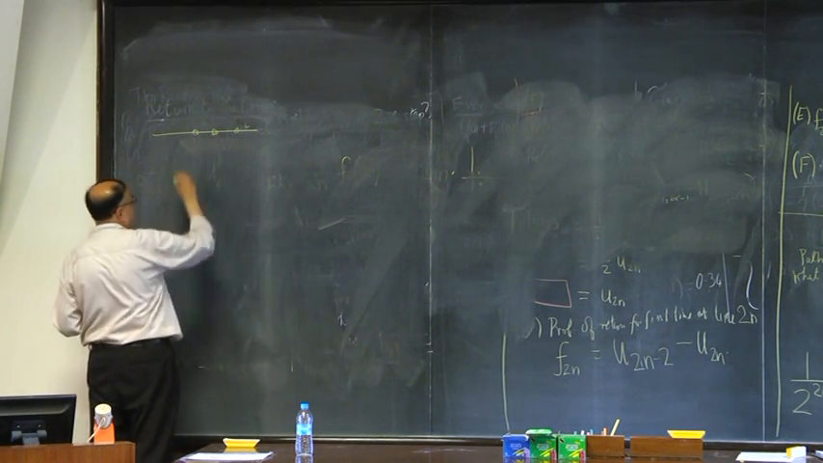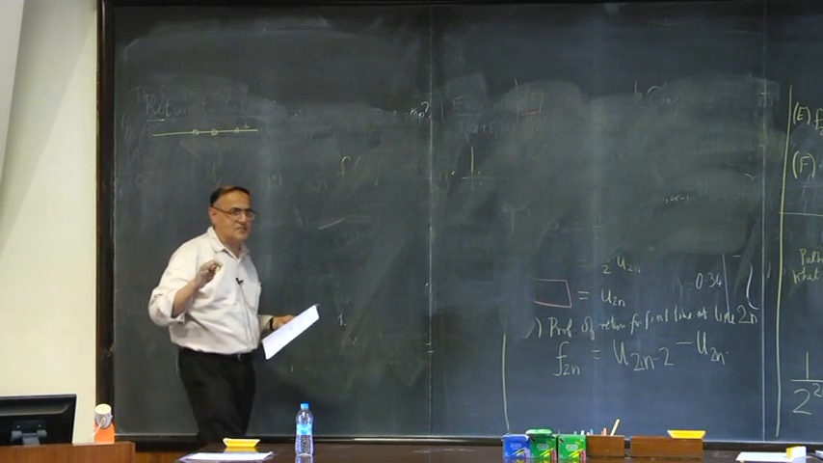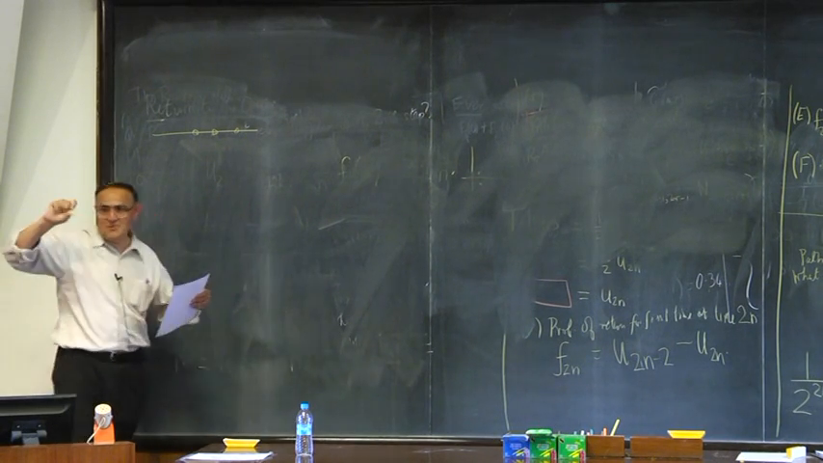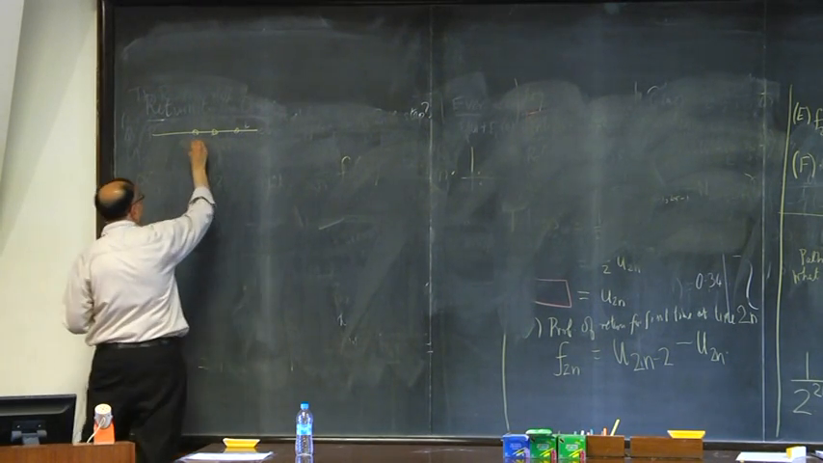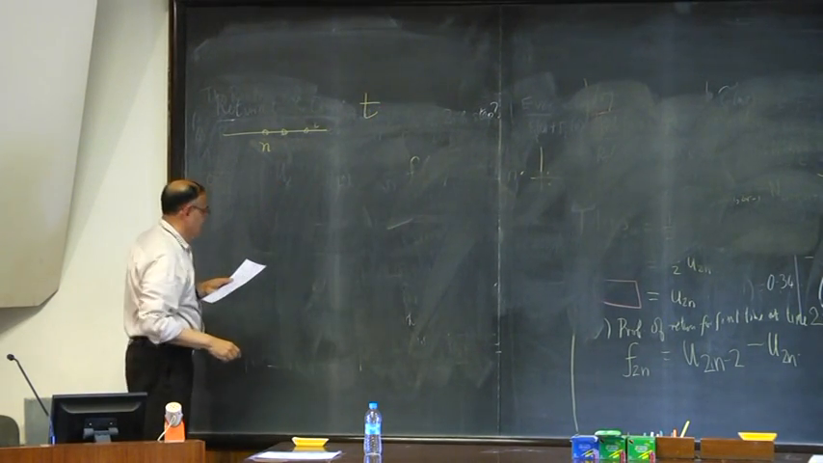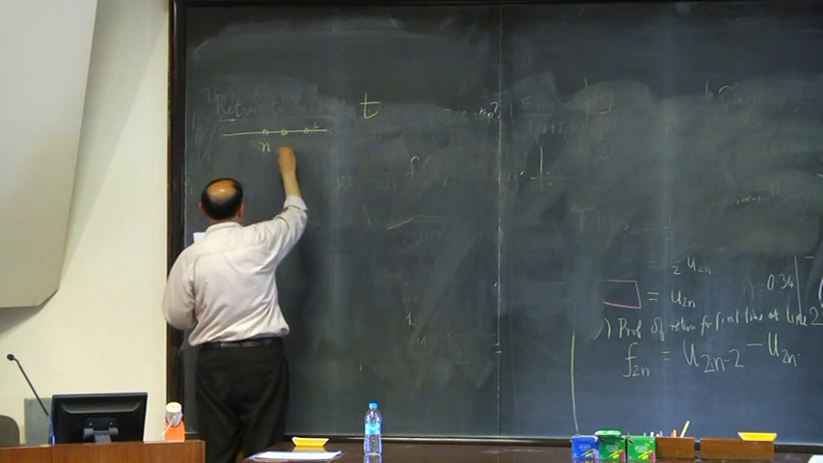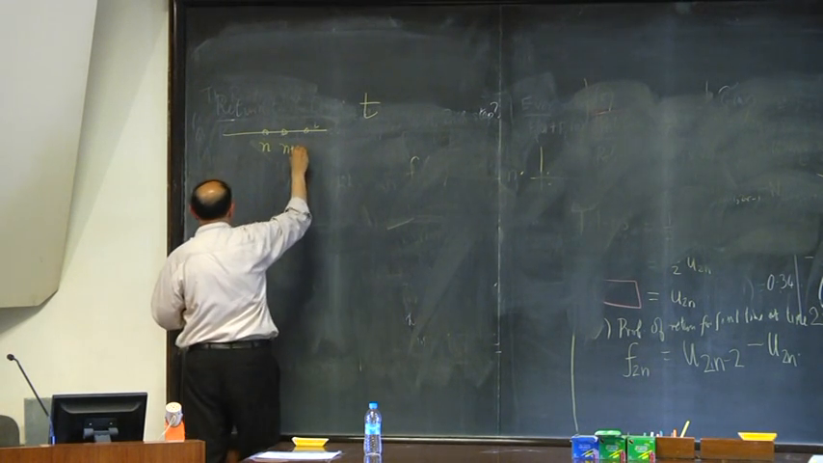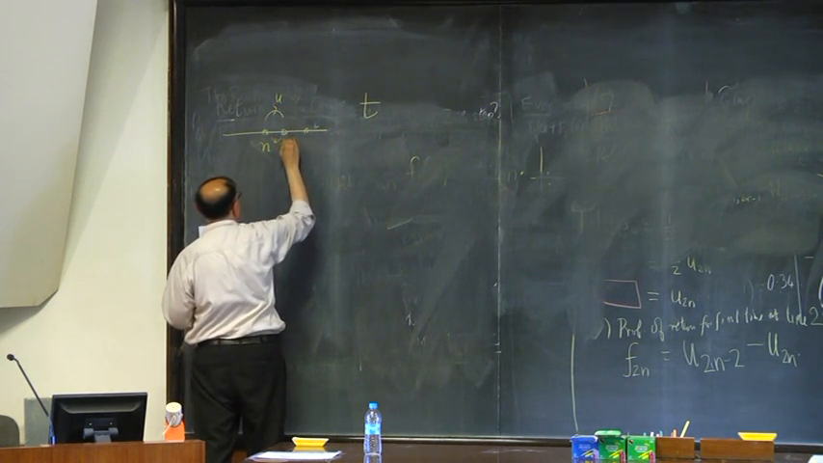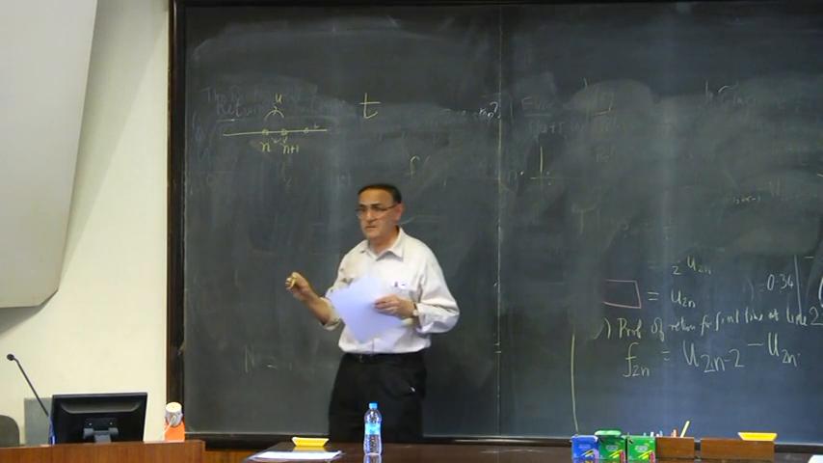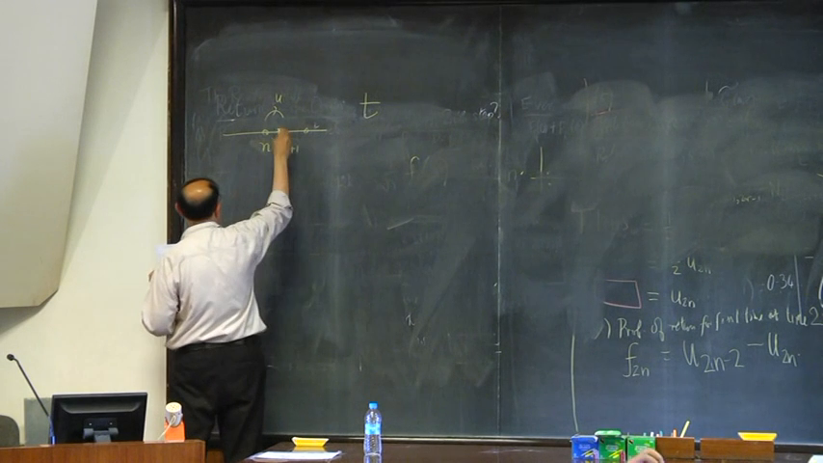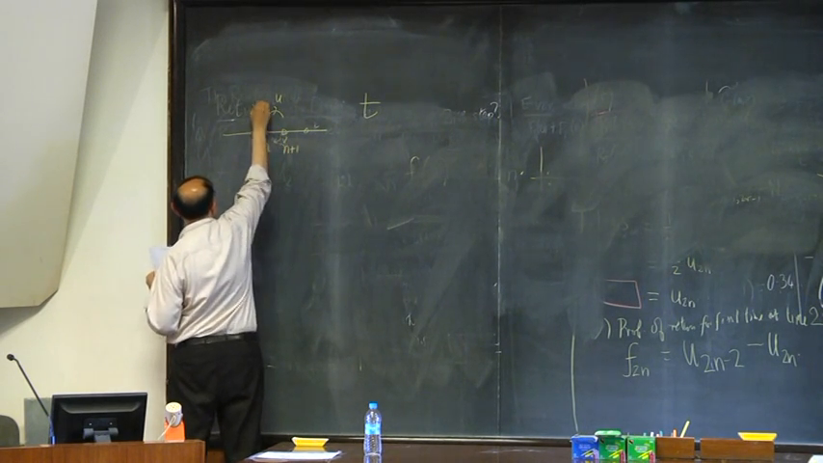If you don't mind, I'm going to switch totally. n was so far time. We're going to make it space now. So n is the site, and time is now continuous, it's t. So n and n plus 1 are the sites here, and there's a rate of hopping which is u, and there's a rate of hopping which is v. Rate, probability per unit time to step right or left. This walker could have gone backward with rate v.